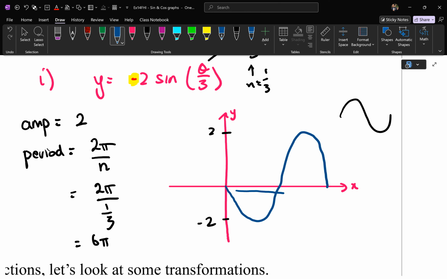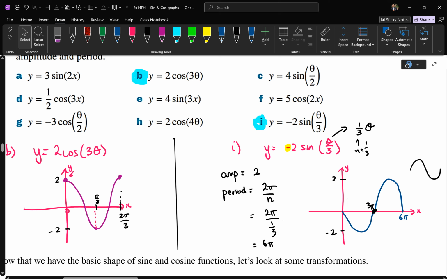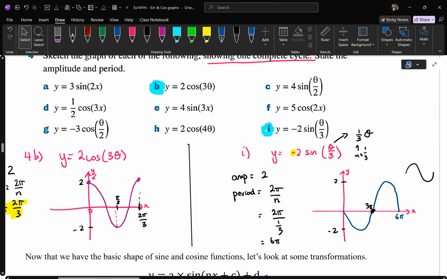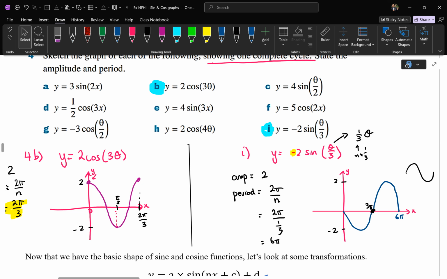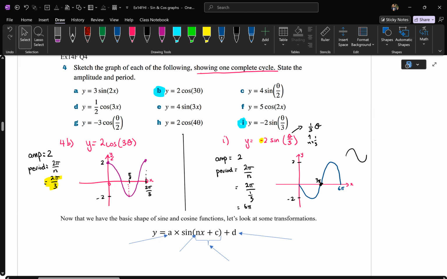How long does it take to draw one cycle? Well, we found the period. It was 6 pi. Now this one, most of you will probably answer quicker. What's half of 6 pi? Elena? 3 pi. How easy is that? Does that feel much easier? That, right there, if you're practicing that, that is exercise 14F. 14F is an intro into getting used to labeling key features. So you've got amplitude, you've got period, and you've got the shape of the graph. Okay?